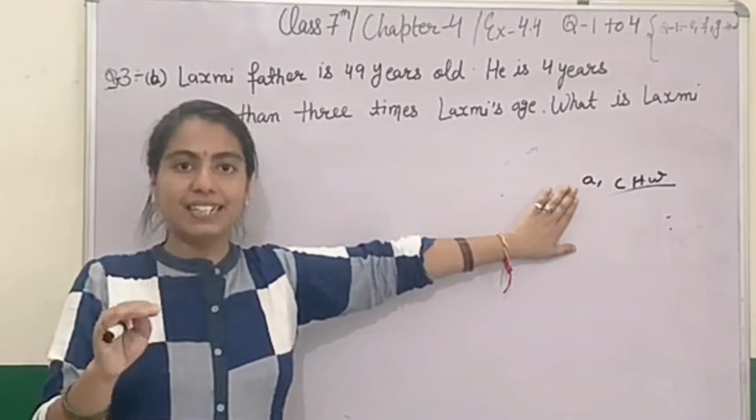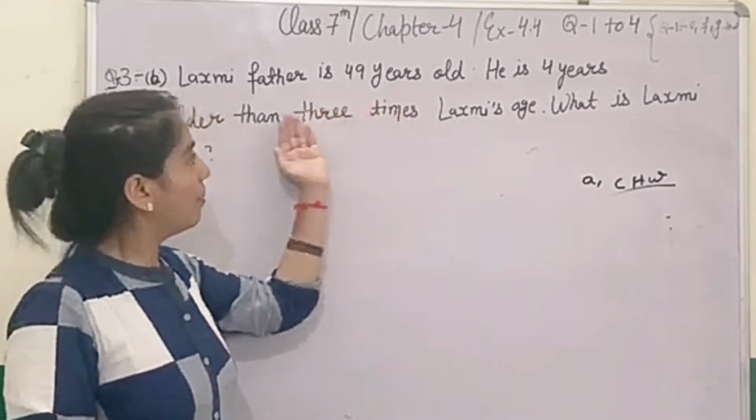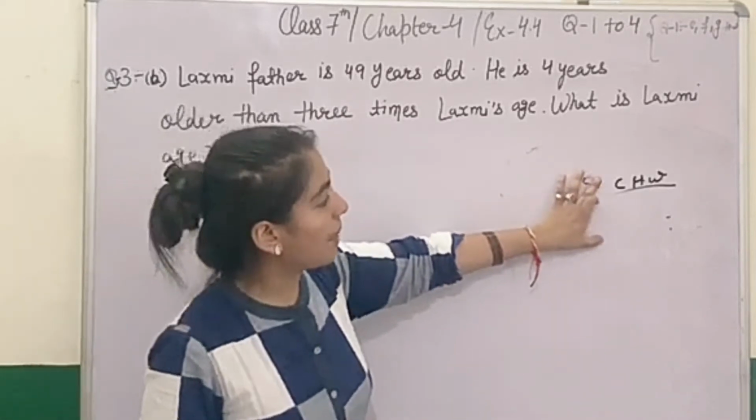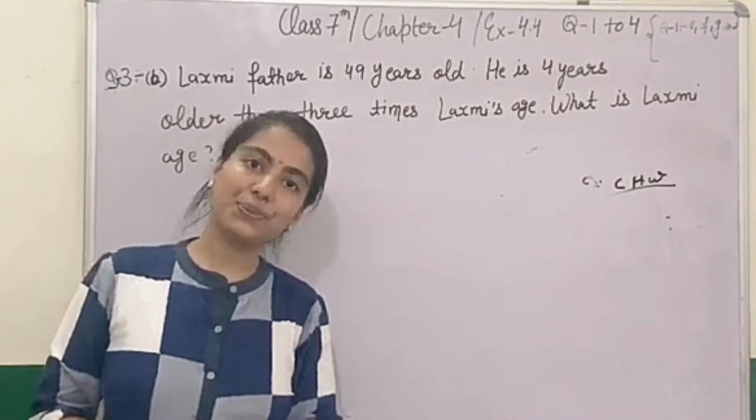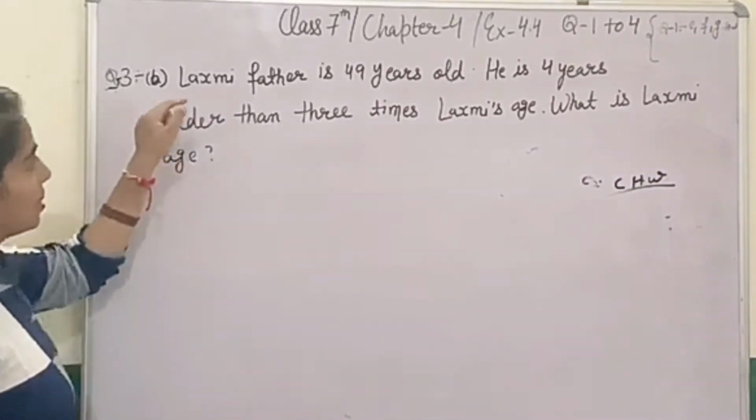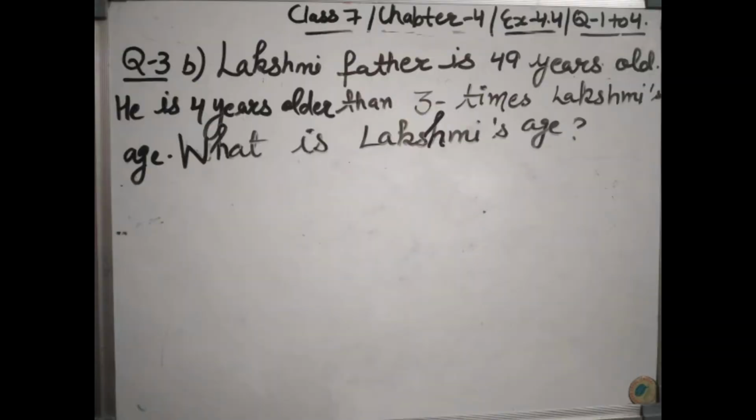And you will read it easily, you will understand it. So I'm doing B part over here and C part is homework for you. Right, student? So what exactly is the question? Lakshmi's father is 49 years old and he is 4 years older than 3 times Lakshmi's age, and you don't know Lakshmi's age. Fine, student, it is all about the father's age only.